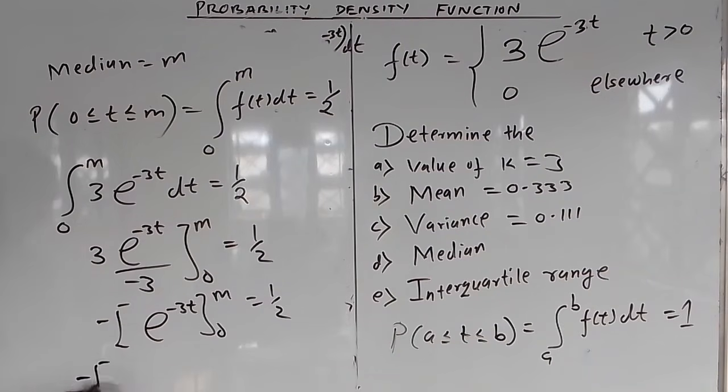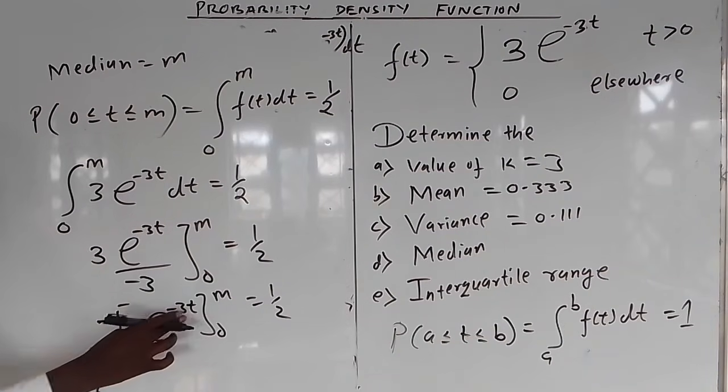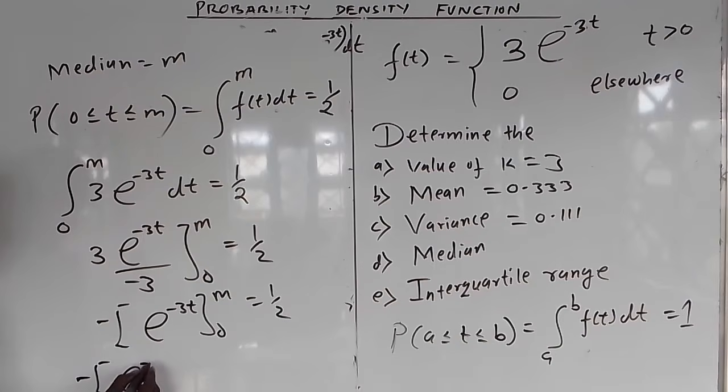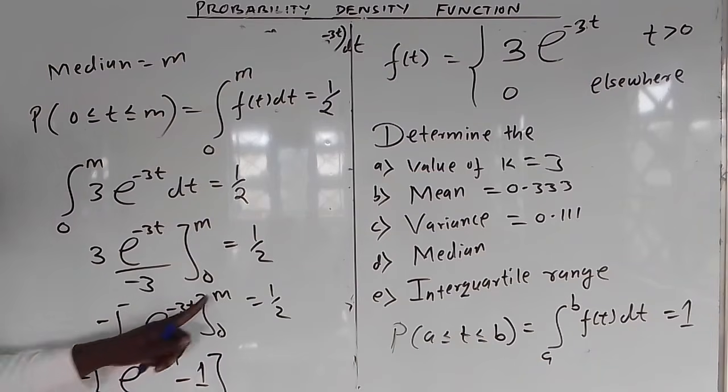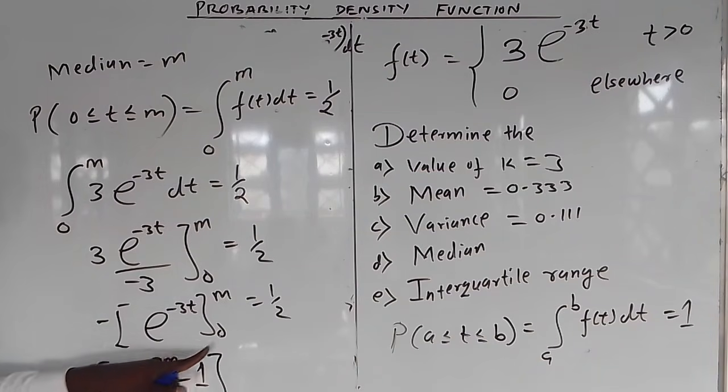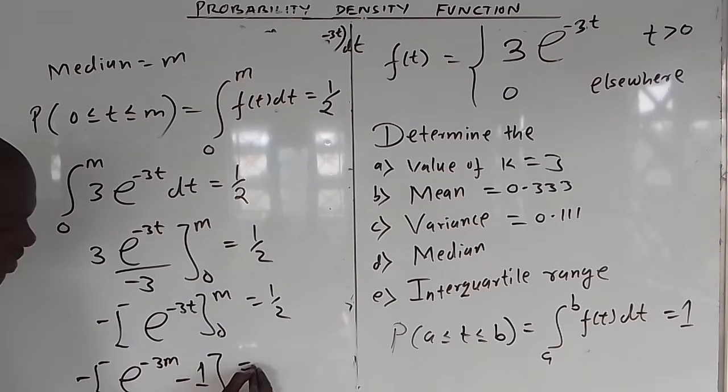So here we have negative. When here you have m, what do you get? Exponential negative 3m. See where there is t, you put m. See that is now exponential negative 3m. Minus, when it is 0, exponential 0 is 1. Are you seeing that? We are substituting the limit. The upper limit you put m where it is, you get this. The lower limit you put 0, you get the whole of it to be 1. Exponential 0 is 1, isn't it? To be equals to a half.